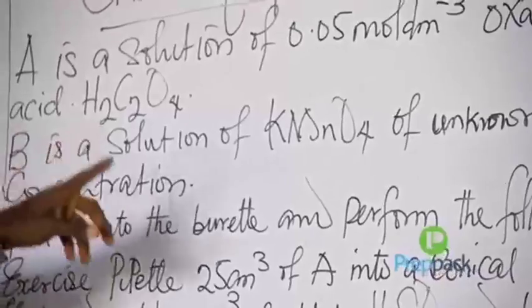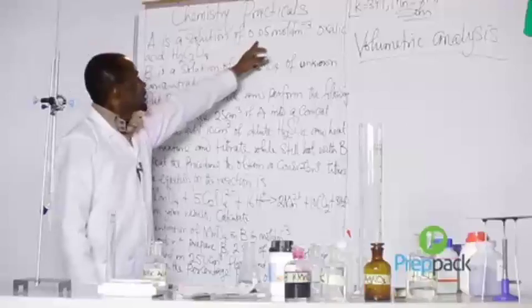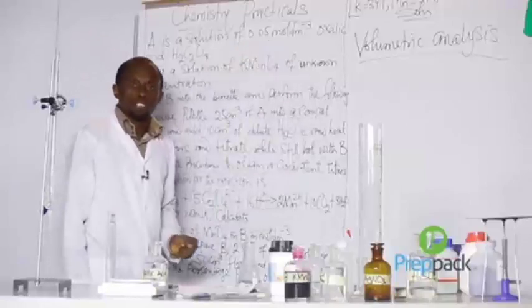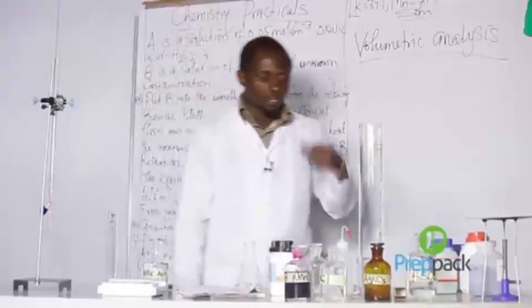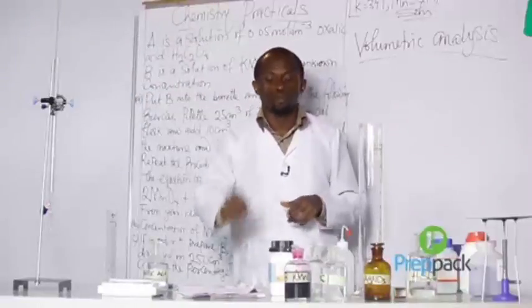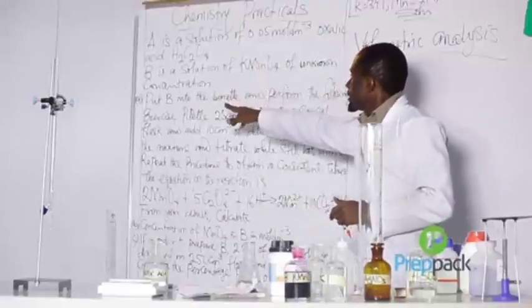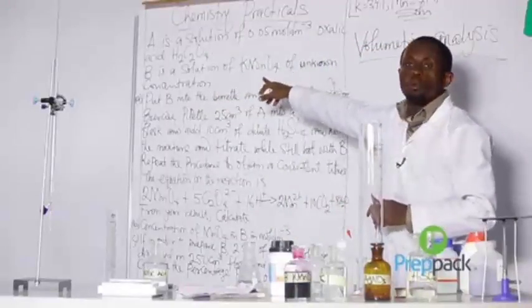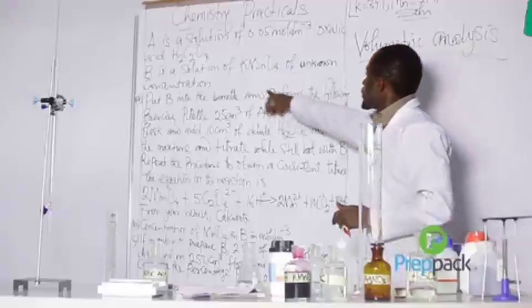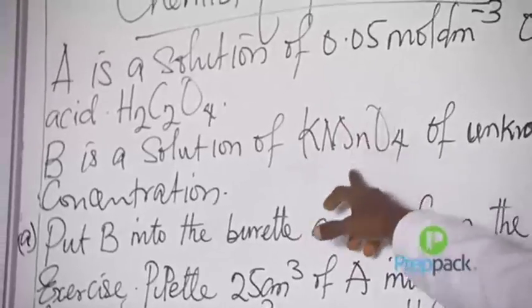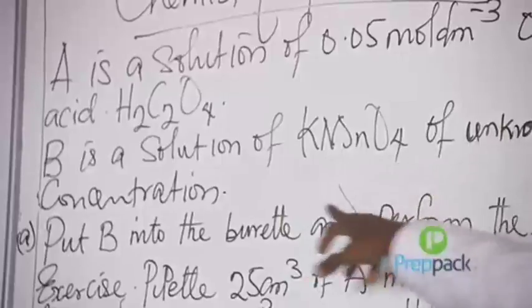0.05 mole per dm cube of oxalic acid. 0.05 here represents the molarity, which was the old name, but the current name is concentration in mole per dm cube. Now, the B part says B is a solution of KMnO4. The IUPAC name is potassium tetraoxomanganate(VII), of unknown concentration.